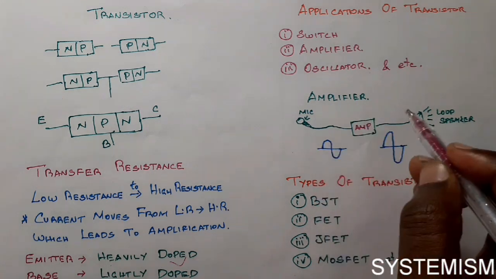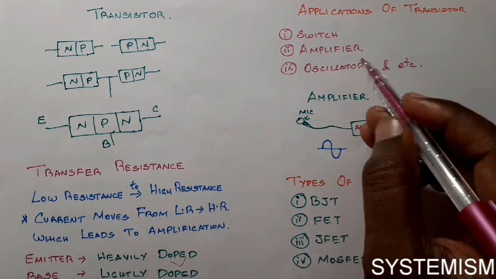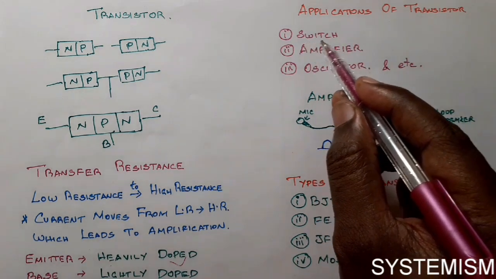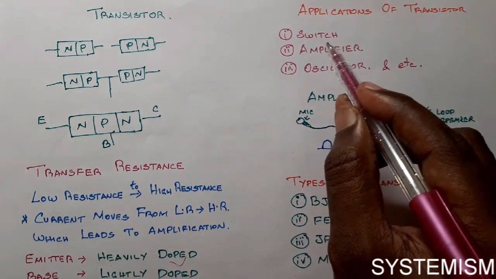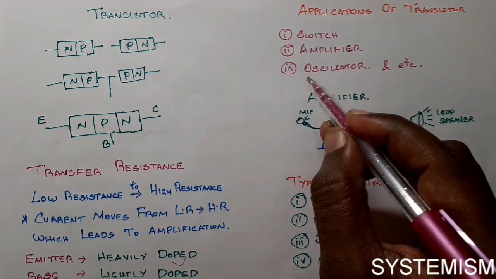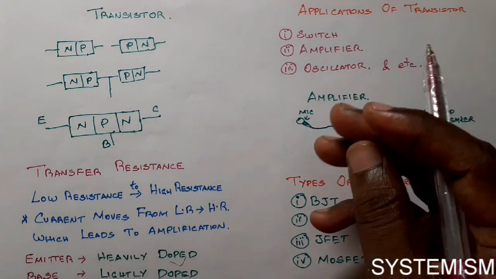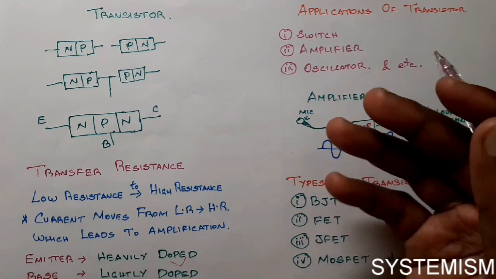Okay, I hope you understand this. So this is the main operation of this transistor. Okay, what are the other applications of the transistor? You can also use this as a switch. As like your diode, you can use this like a switch. You can also use this like an oscillator. What is this oscillator? Oscillator means it will generate a frequency on its own.